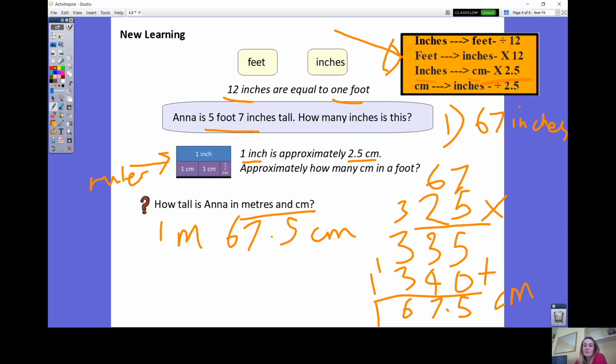So to go back over that, the first thing I did was convert foot and inches to just inches by multiplying by 12. Then, once I converted this to inches, I then converted this to centimetres by looking at the chart up here, which is really important, and multiplying the number by 2.5 in order to give you how tall Anna is in metres and centimetres rather than in foot and inches.